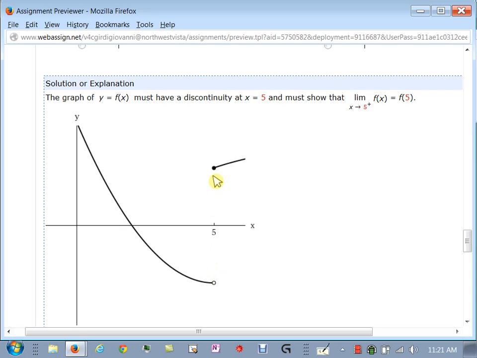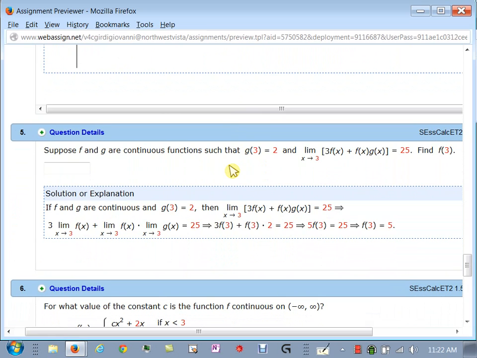Then I'm going to have a jump. That's where my discontinuity is. And then from the right, I need to be continuous. So as I come in from the right side here, notice I'm approaching the solid dot, which means it's defined there. So what we're saying is that the limit as x approaches 5 from the right, that's what the little plus sign means, of our function must be f of 5. The function's value at 5 is defined to be the same place we're headed to from the right. So there's your correct answer.